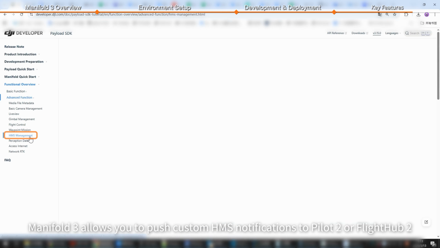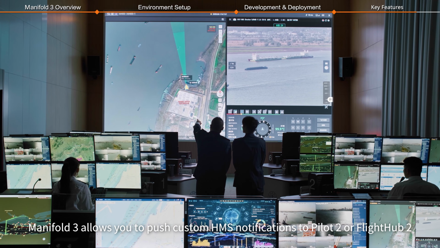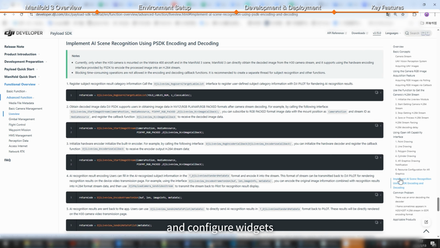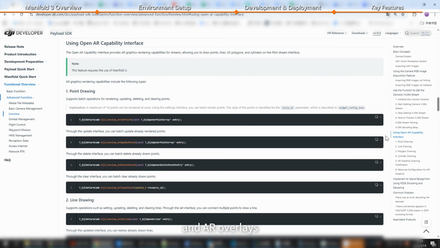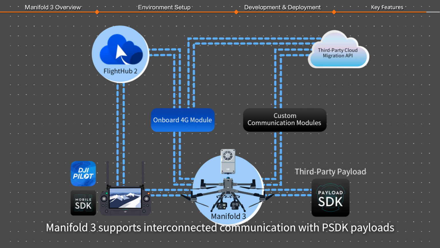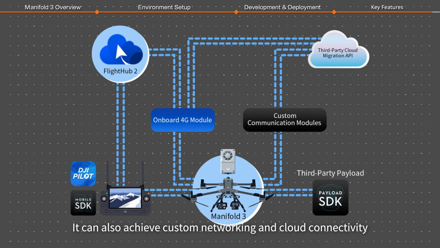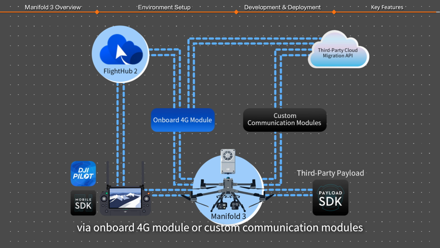Manifold 3 allows you to push custom HMS notifications to Pilot 2 or FlightHub 2, and configure widgets, AI bounding boxes, and AR overlays. Manifold 3 supports interconnected communication with PSDK payloads, remote controller MSDK, Pilot 2, and cloud APIs. It can also achieve custom networking and cloud connectivity via onboard 4G module or custom communication modules.